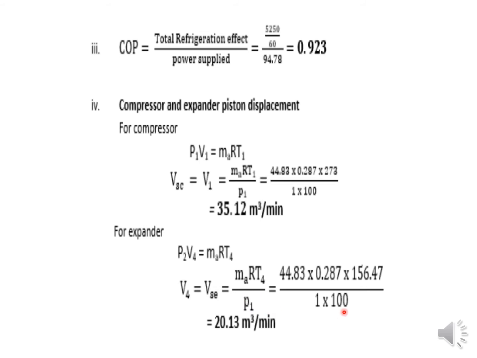So just check here. I think it is P4 V4, both are the same. P1 and P4 are the same. So this will come around 20.13. So pressure is the same, only the temperature is going to change. R is the same, M_A is the same, only the value is going to vary based on the temperature. So this is how we can solve the problem.